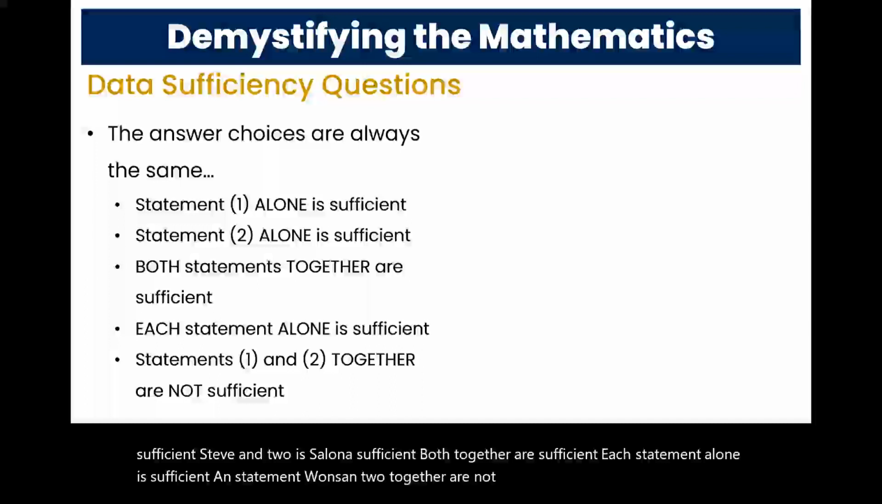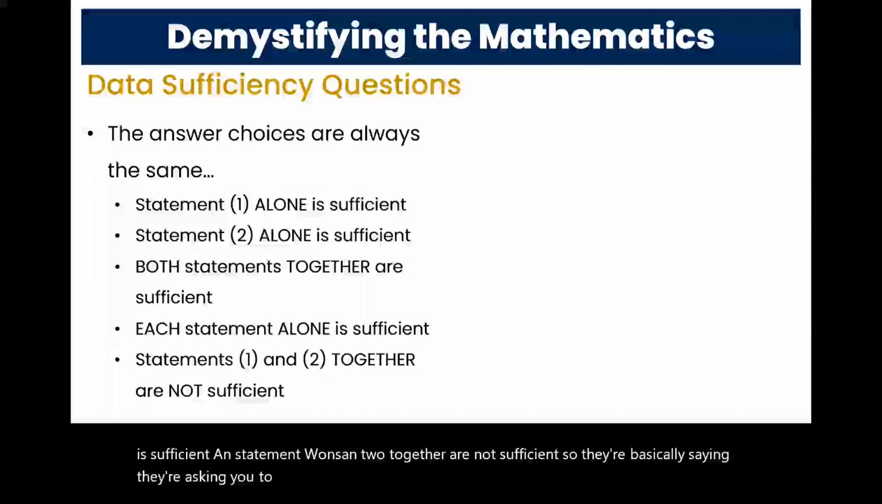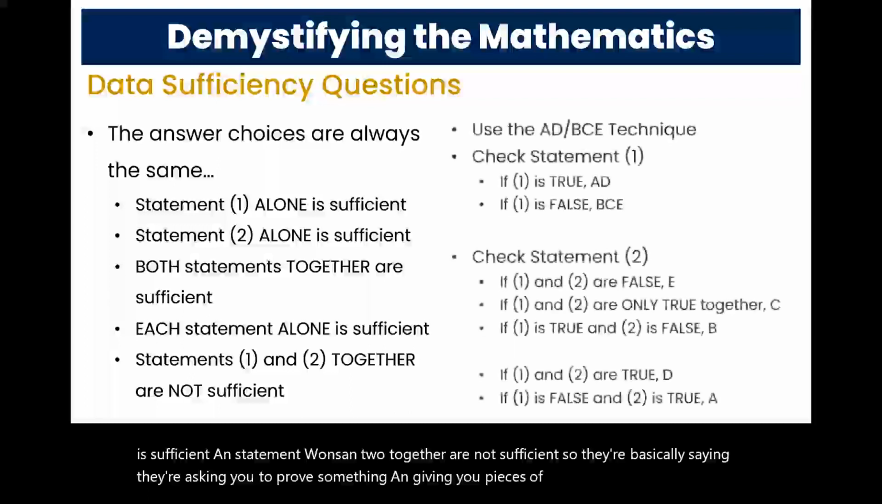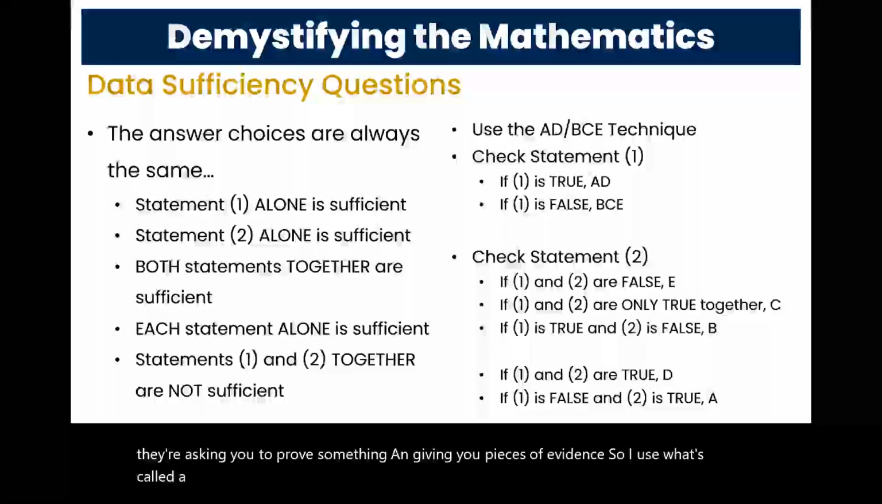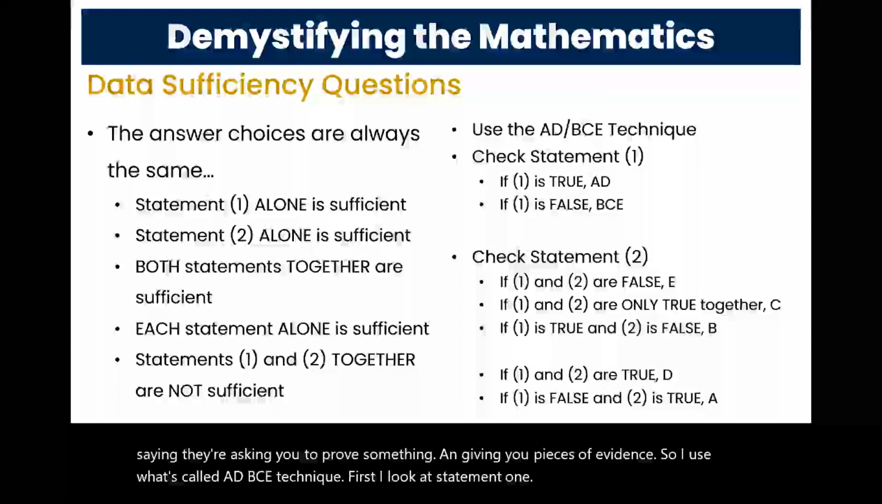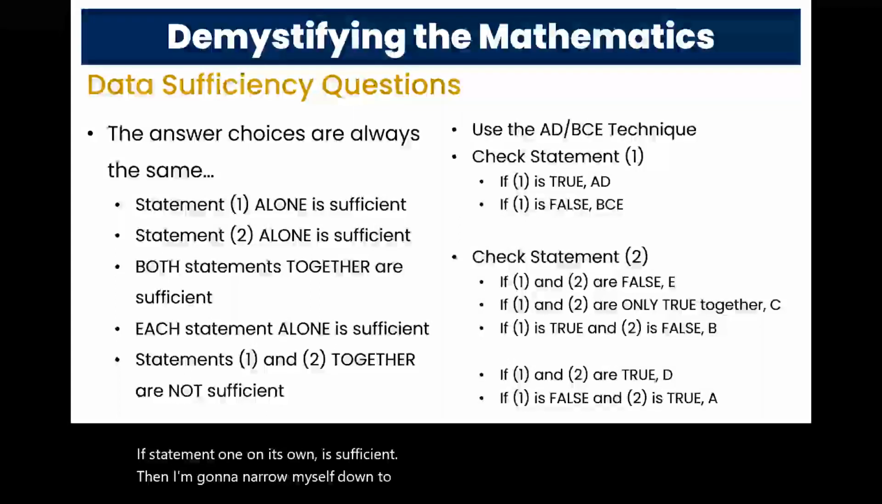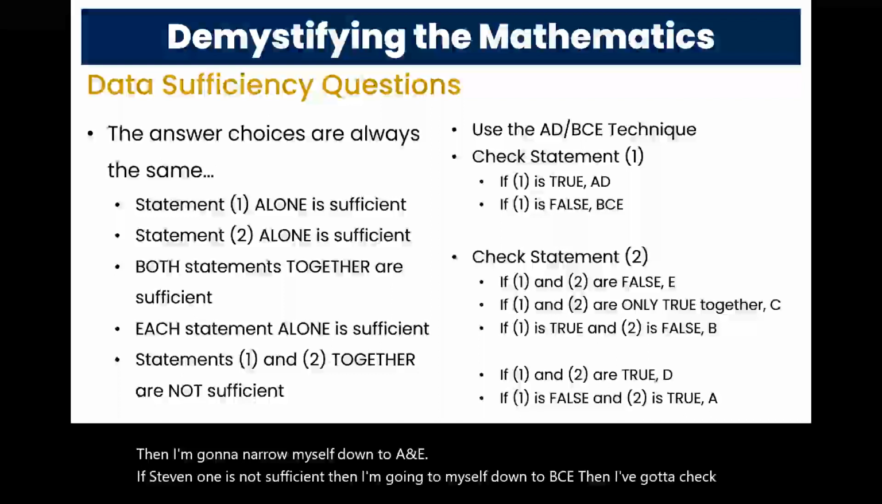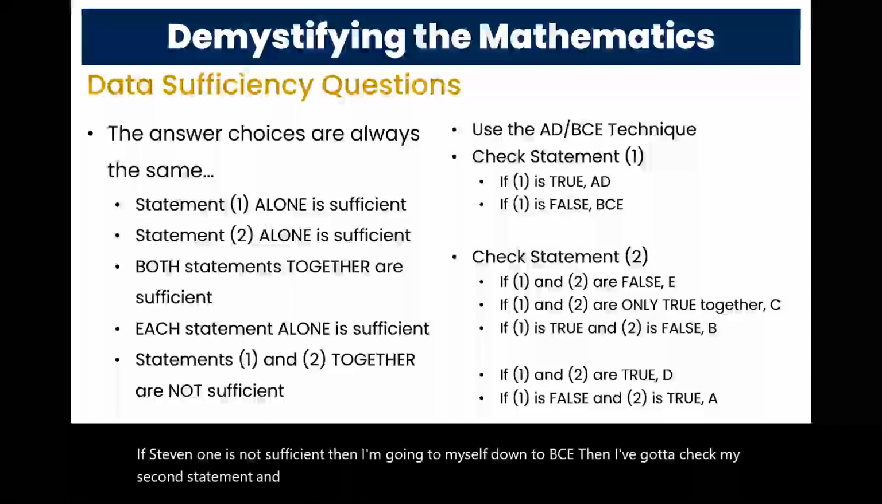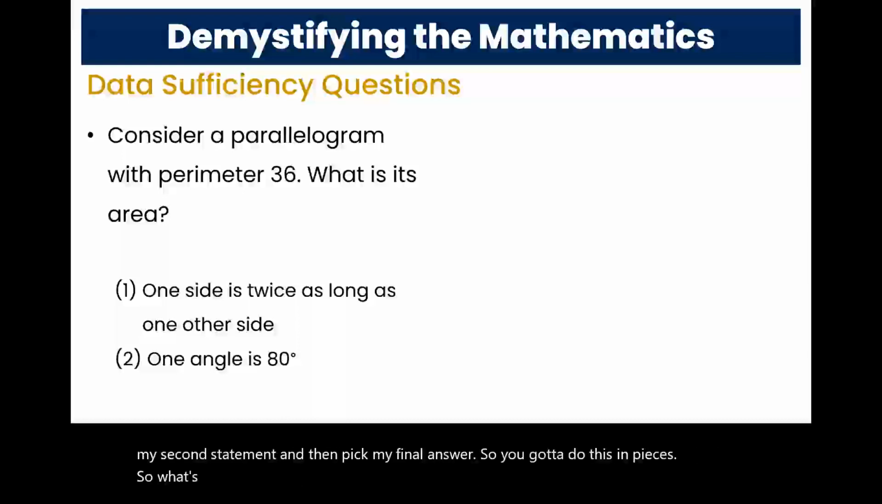So they're basically asking you to prove something and giving you pieces of evidence. So I use what's called the ADBCE technique. First, I look at statement 1. If statement 1 on its own is sufficient, then I'm going to narrow myself down to A and D. If statement 1 is not sufficient, then I'm going to narrow myself down to B, C, E. Then I've got to check my second statement and then pick my final answer. So you've got to do this in pieces. So let's work through this one.